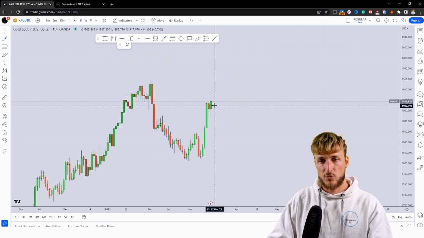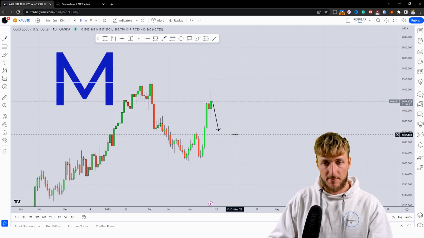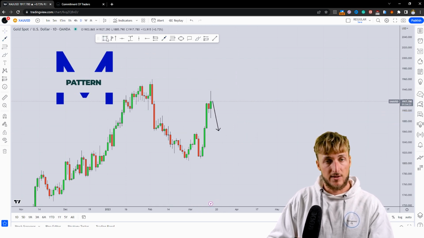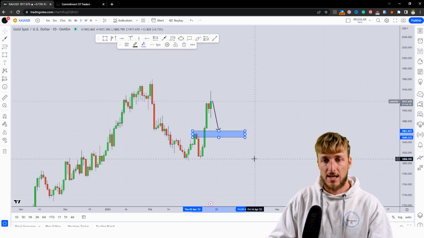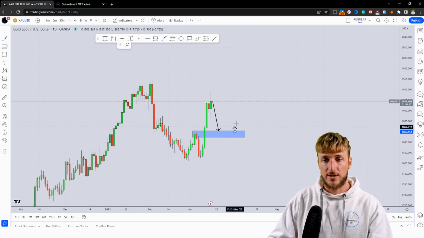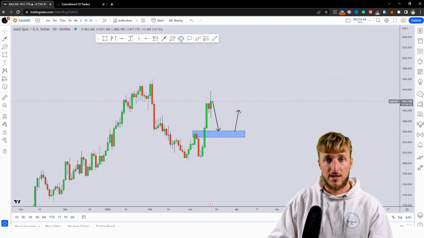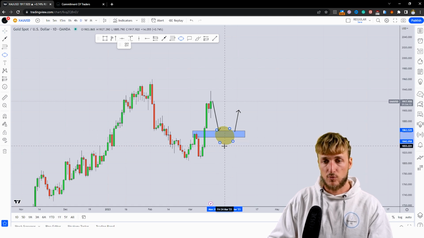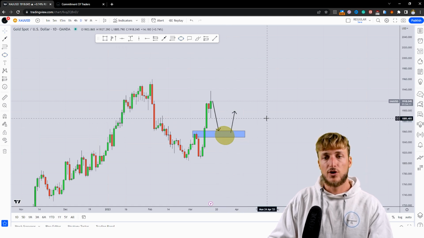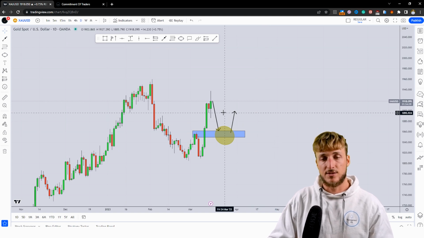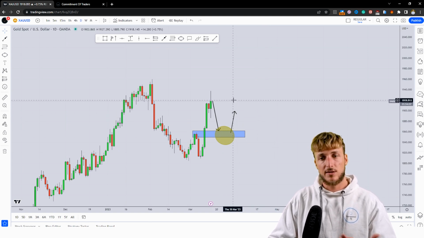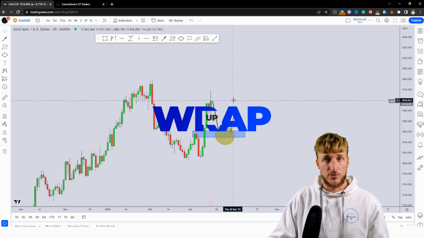So if we do get this move to the downside and the creation of the M pattern, which we don't know if we will get it, but if we do get the creation of this M pattern, at that point it would be quite interesting because we could have the possibility of looking for a potential rejection to the upside for the completion of the M pattern at the neckline. So if we do get the creation of this M pattern, that is how we could be approaching a potential rejection higher.